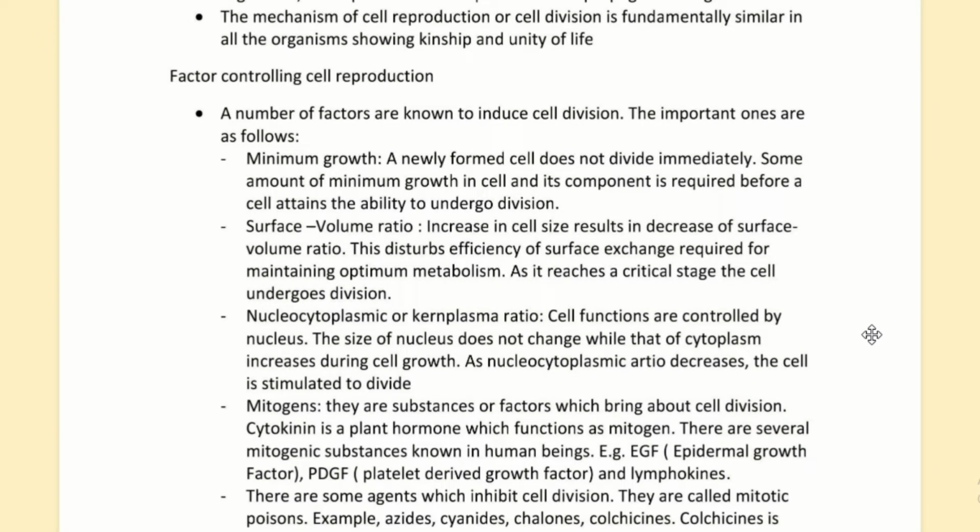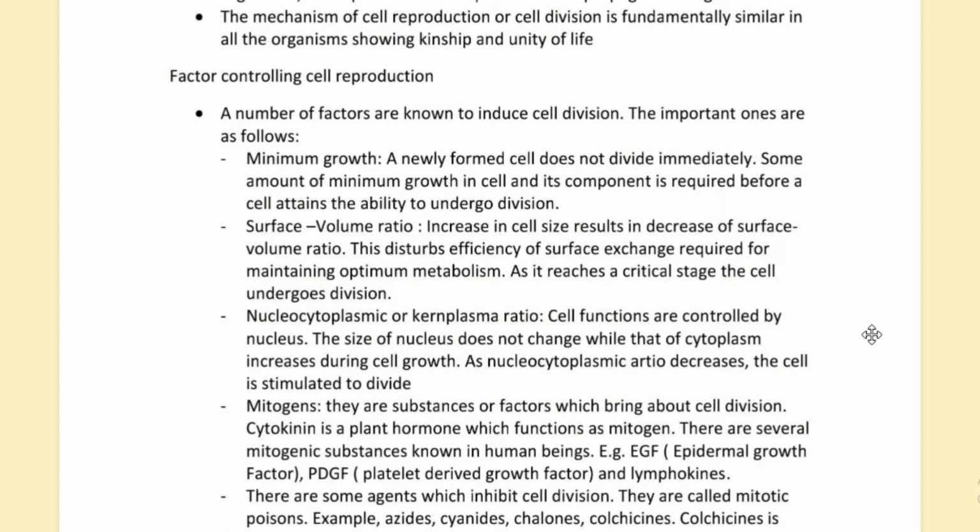Then we have factors controlling cell reproduction. A number of factors are known to induce cell division. They are minimum growth. A newly formed cell does not divide immediately. Some amount of minimum growth in the cell and its components is required before a cell attains the ability to undergo division. Then we have surface volume ratio.